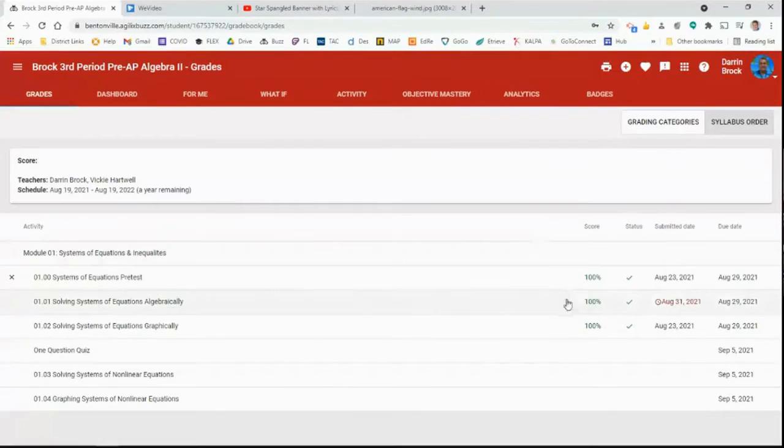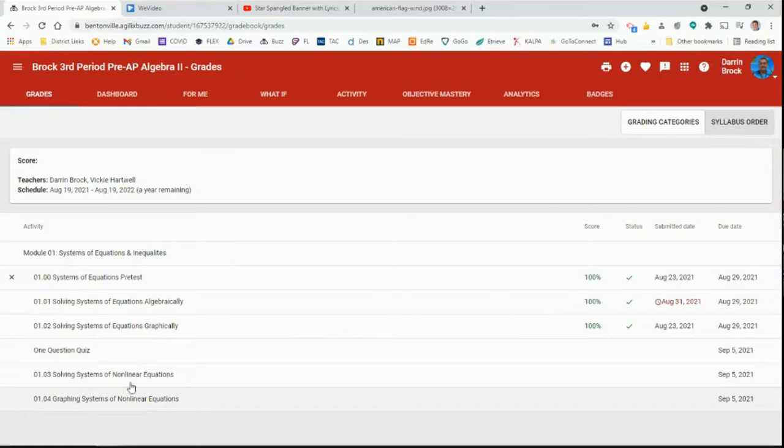I can see that August 29th, last Sunday, these three things were due: the pretest and then 101, 102. That was due last Sunday. This week we have a one question quiz, and then we have 103 and 104, the lessons we are doing this week.